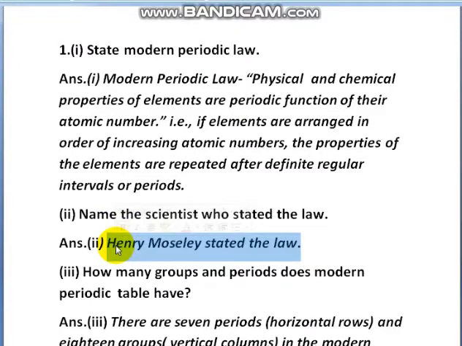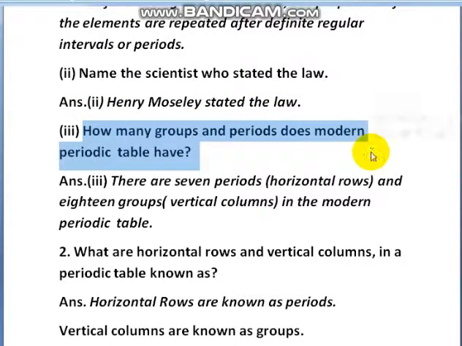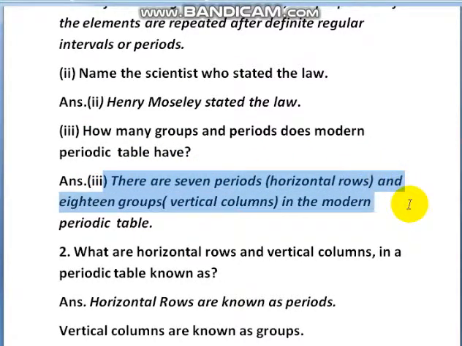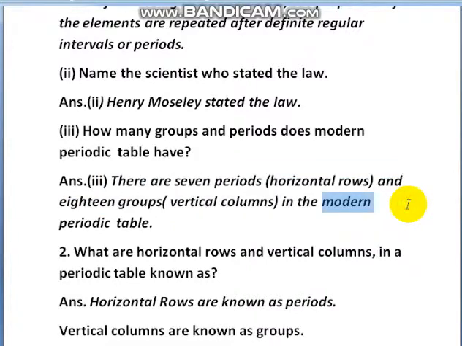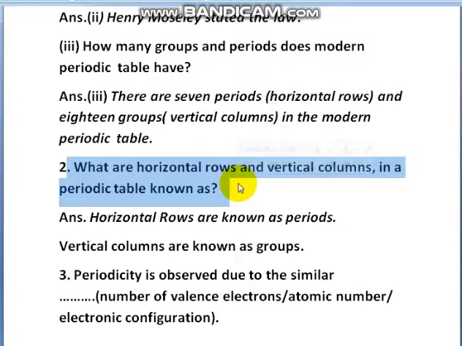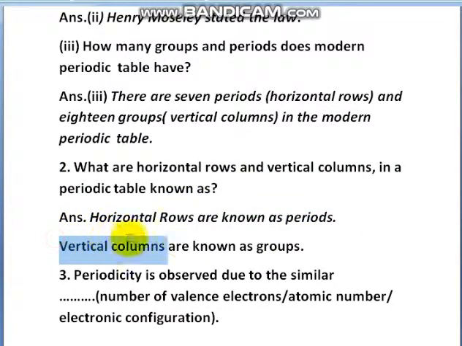Henry Moseley is the scientist who stated this law. Next, how many groups and periods does the modern periodic table have? The answer is there are 7 periods that are horizontal rows and 18 groups that are vertical columns in the modern periodic table. Next, question number 2. What are horizontal rows and vertical columns in a periodic table known as? Horizontal rows are known as periods, whereas vertical columns are known as groups.